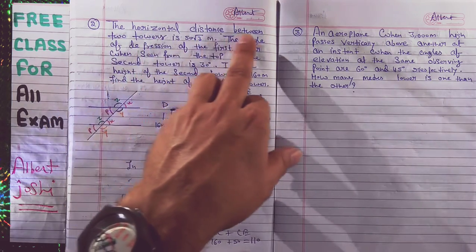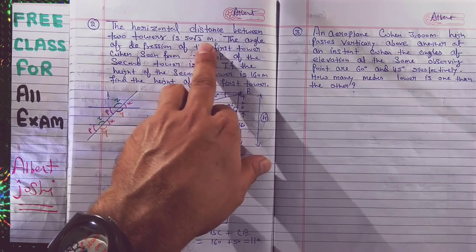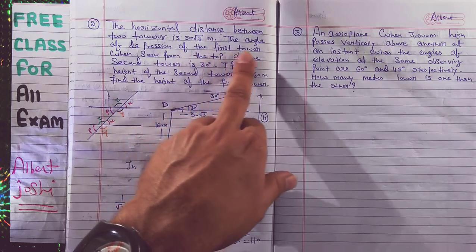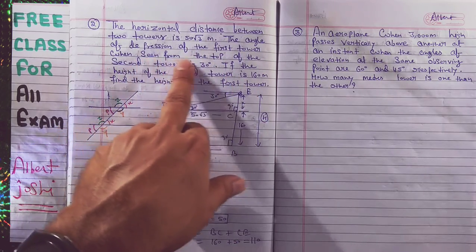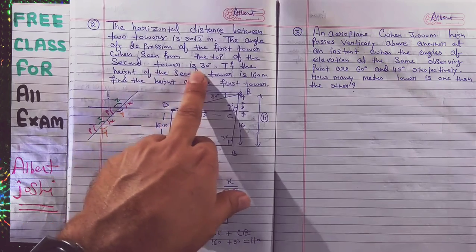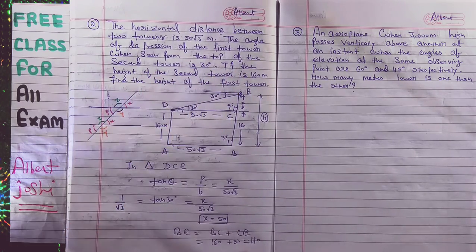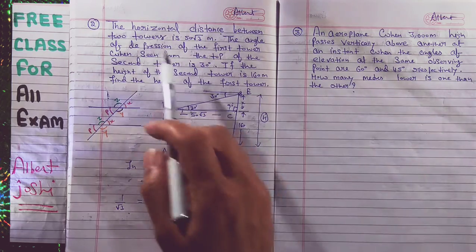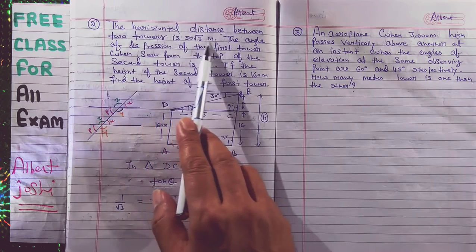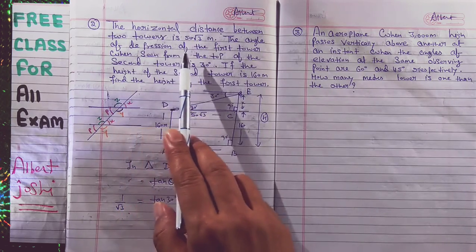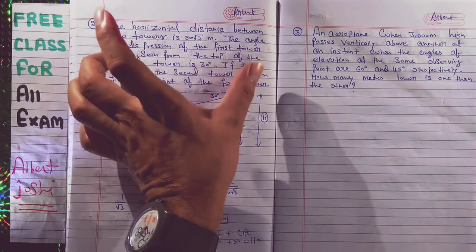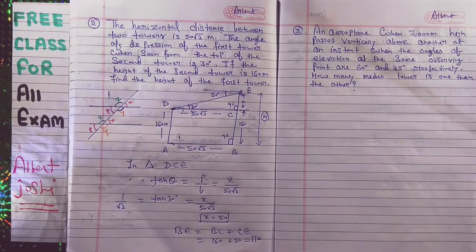The horizontal distance between two towers is 50√3 meters. The angle of depression of the first tower when seen from the top of the second tower is 30°, if the height of the second tower is 160. He has given us the horizontal distance between two towers is 50√3. Okay, the angle of depression of the first tower. Okay, no problem. Suppose this question is like that, no problem. We will change according to this also, we will solve, no problem.